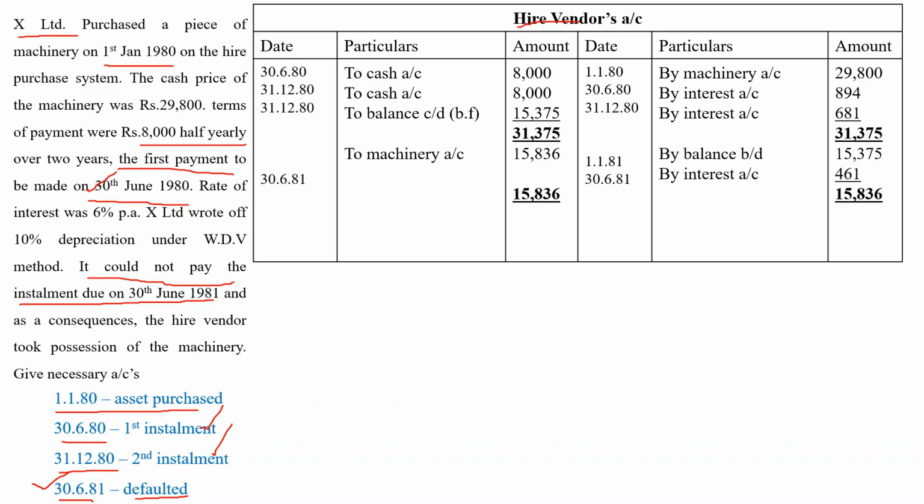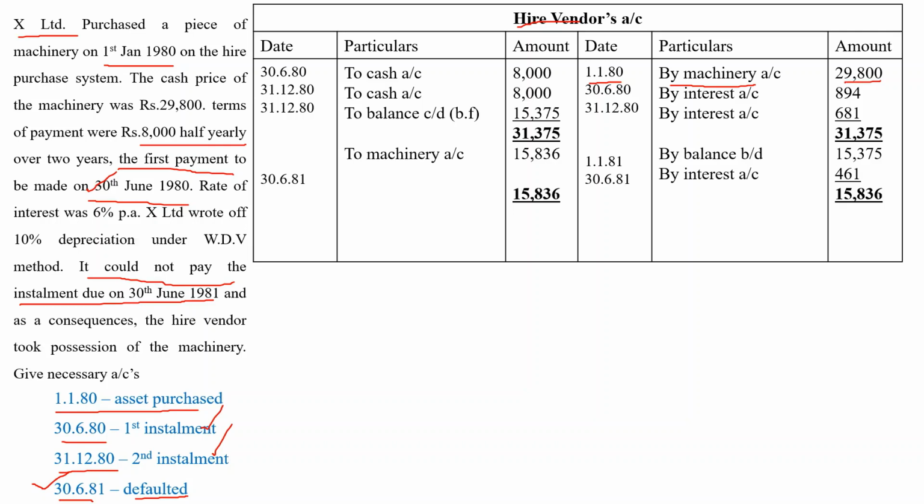In that video I explained that in the first year you have only 4 entries, for buying the asset, making the down payment, interest due, installment due. So as per that, let's see how to record it. The first entry as usual is for buying the asset. The date of the asset purchased is 1/1/80. Machinery account debtor to hire vendor account is the journal. So when we post it in the ledger, it will be by machinery account. In the amount column, we are writing 29,800. This is the cash price of the asset.